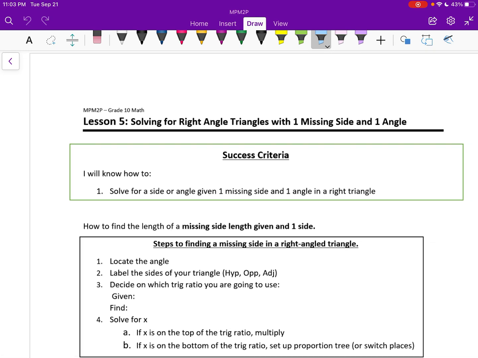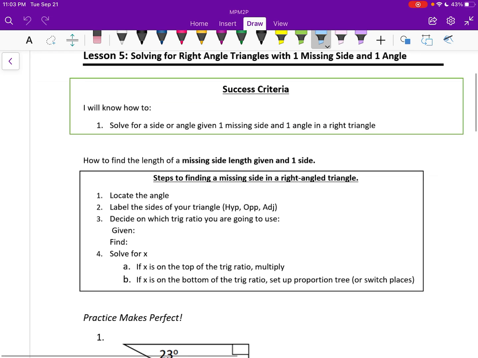By the end of this lesson, you'll know how to solve for a side or an angle if you're given one missing side and one angle in a right triangle. Just like I did with our last lesson, I'm going to give you steps for finding this. When you're doing a test or a quiz, you can have these written down in front of you. These are probably the steps that you should know how to do.